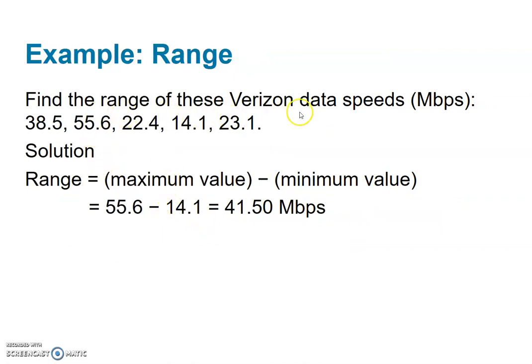Here's another example where you find the range. So what you're going to do is you're going to take the maximum speed, which is 55.6, and subtract the smallest speed, and our range is 41.5. Okay, so again, the range only takes the max and the min into account, nothing beyond that.